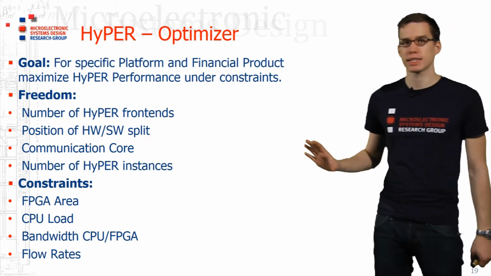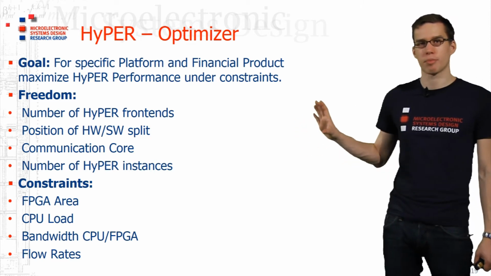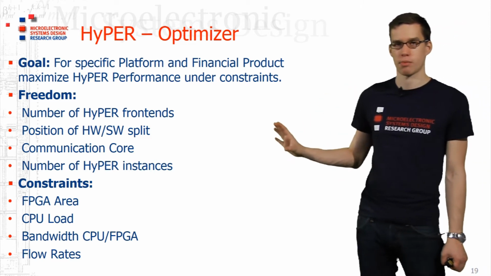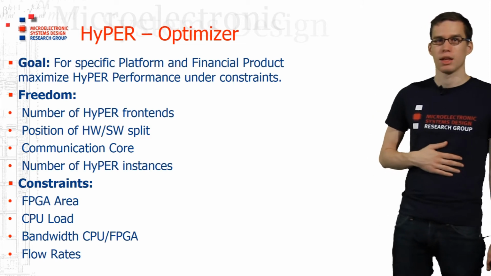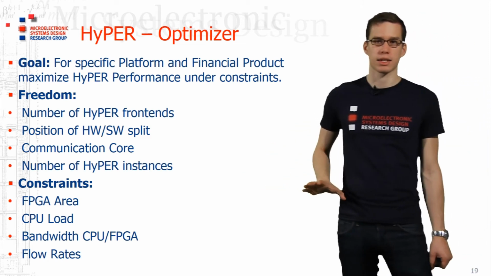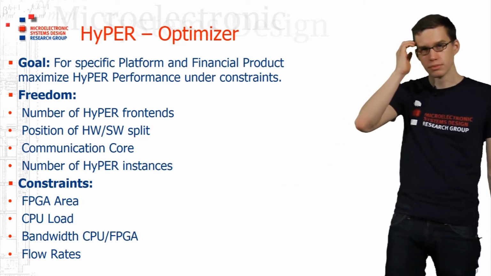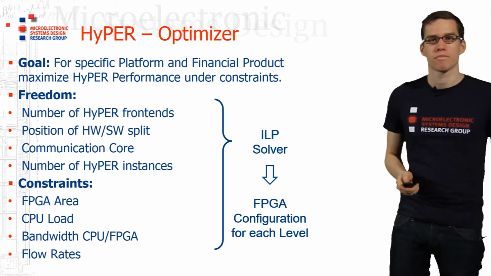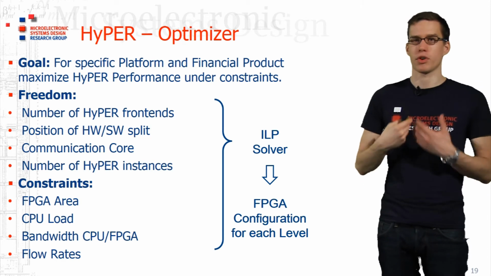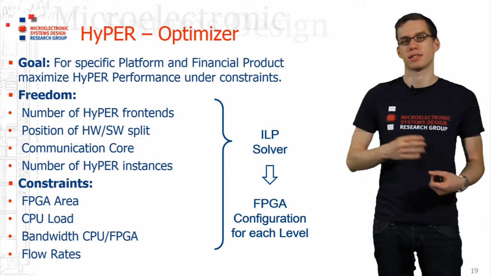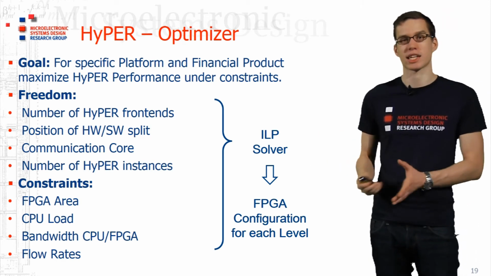We can use an ILP solver to solve this optimization problem. And with that, we can get different FPGA configurations out of that. So for each level, for each option, for each platform, we get a different FPGA configuration. And that's the point.